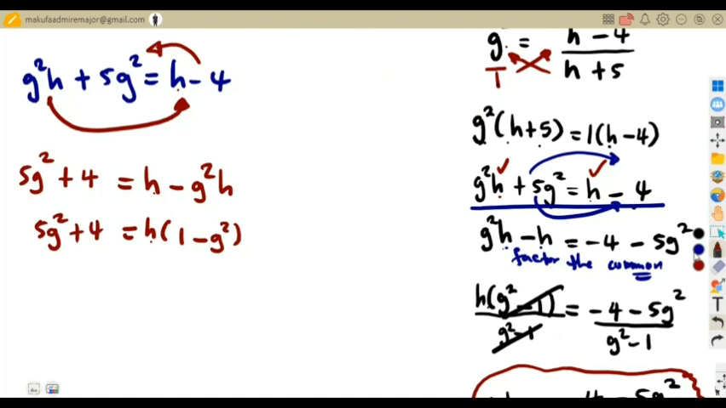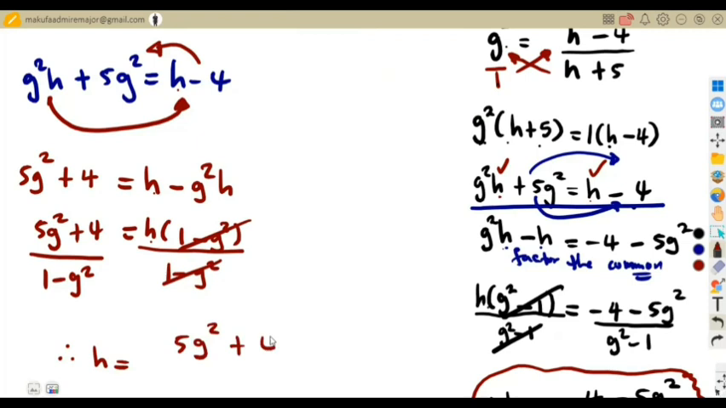So our purpose is to make H the subject. So we are going to divide by the bracket, the part that is multiplying in this case. So the moment we divide by 1 minus G squared both sides, we are remaining in this case with H. So therefore, our H is going to be given as 5G squared plus 4, everything over 1 minus G squared.